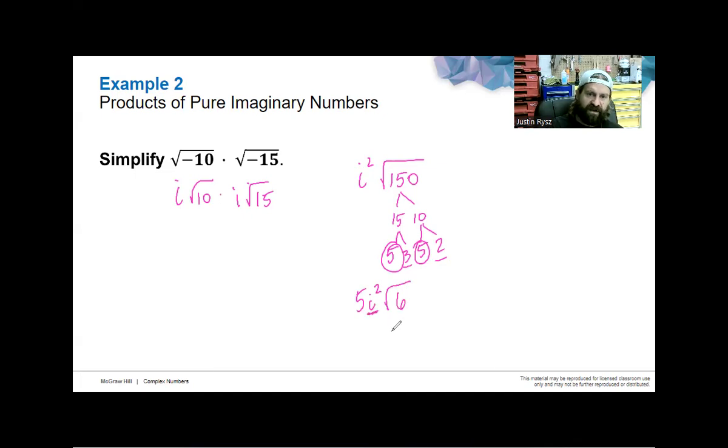So 5i squared radical 6. We just have to remember that the i squared does become a negative 1, so this should be a negative 5 radical 6 as our final answer.